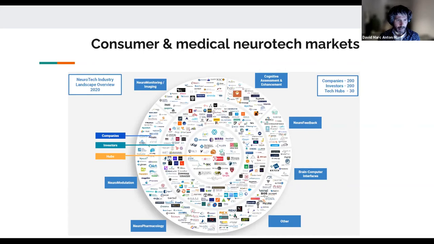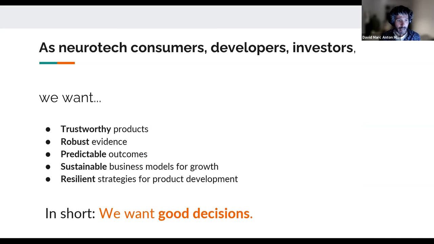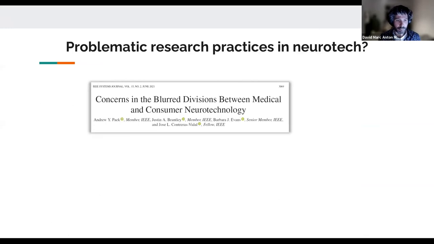And as neurotech consumers, developers, and also investors, what we want are trustworthy products, robust evidence, predictable outcomes, sustainable business models for growth, that is particularly important for young startups, and then resilient strategies for the product development process, which can be quite long winding. So in short, what we need are good decisions, and they are based on solid evidence.